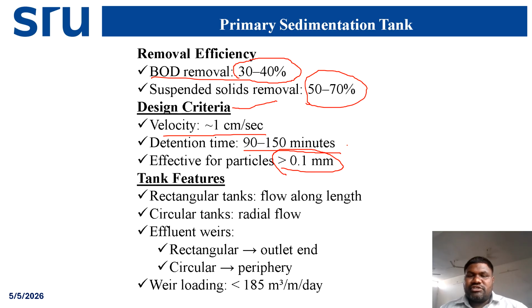Then what are the tank features? For design purposes, it should be rectangular in shape, maybe circular tanks. In rectangular tanks, the flow is along the length, and in circular tanks, the flow is radial. What kind of effluent weirs? Rectangular and circular. In rectangular tanks, the weir is at the outlet end; in circular tanks, it is at the periphery. The weir loading rate is less than 185 meter cube per meter per day.